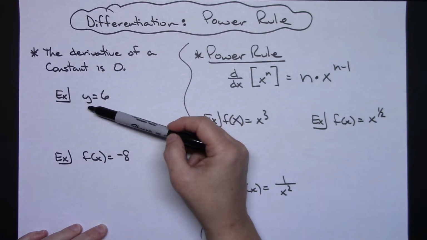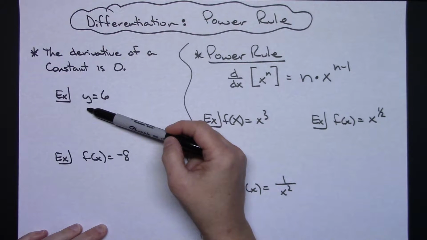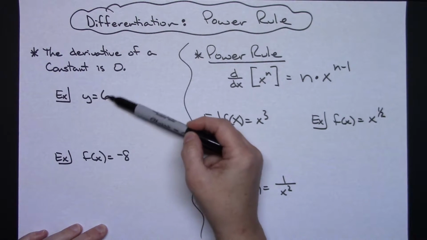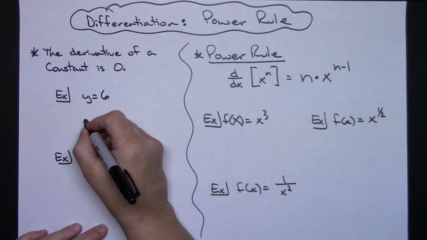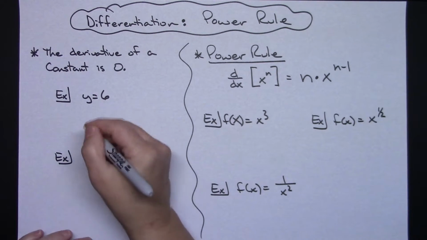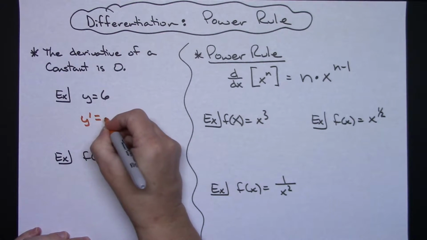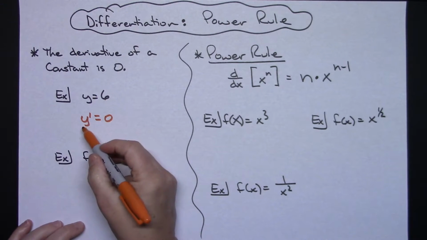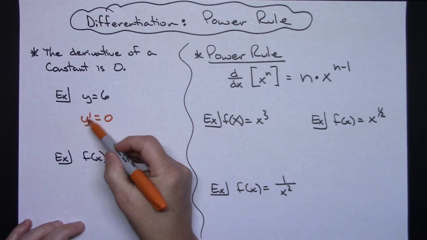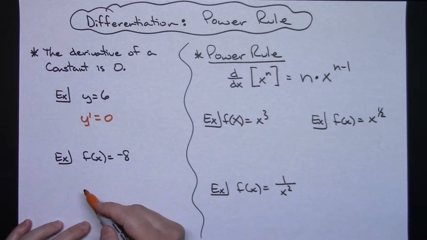power rule. So in this example, if I had y equals 6, 6 is a constant, so I automatically know the derivative is going to be 0. So the derivative will be y prime equals 0. If you write it using that prime notation, y prime, you're telling whoever's grading your paper, you've now taken the derivative and the derivative is 0.